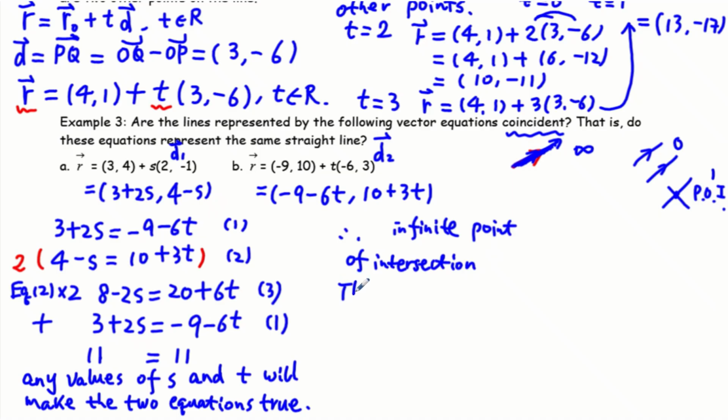The two lines are the same line, coincident. Okay, so this is how we prove it. If these two are not equal, it means these two are parallel. If you have one variable left, then you are able to find only for the particular S and T, you have one point of intersection.